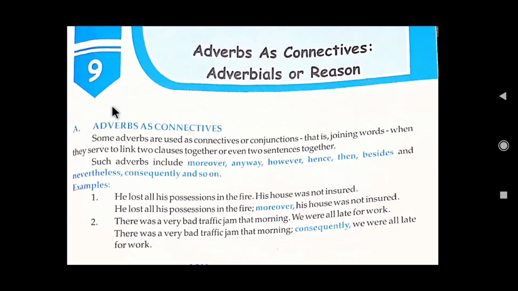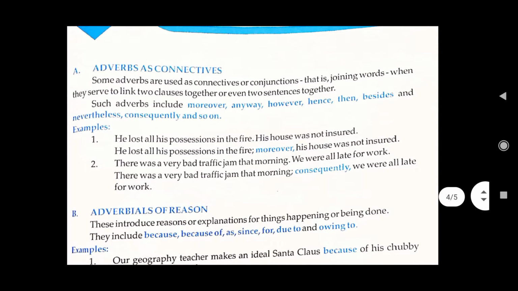Now move on to your grammar book, chapter number 9, adverbs as connectives, adverbials or reasons. Adverbs as connectives. Some adverbs are used as connectives or conjunctions, that is joining words, when they serve to link two clauses together or even two sentences together. So as I earlier told you, what are connectives or conjunctive adverbs? That join two sentences with the help of a conjunction. Now see, such adverbs include moreover, anyway, however, hence, then, besides, nevertheless, consequently, and so on.